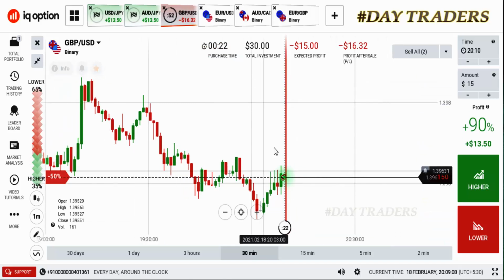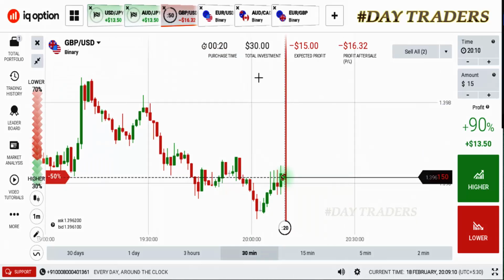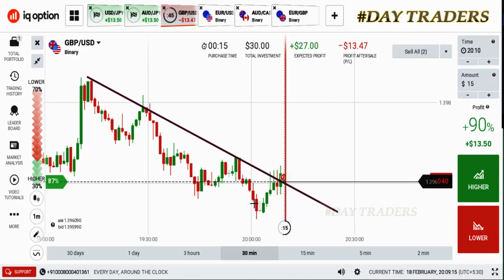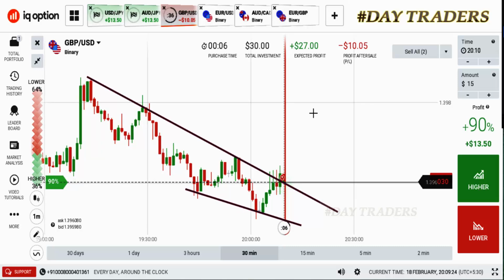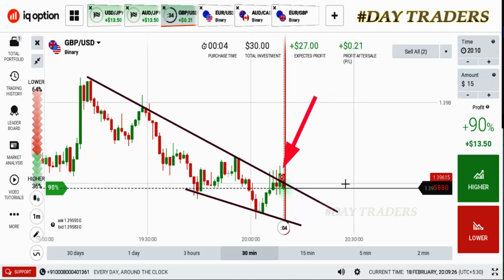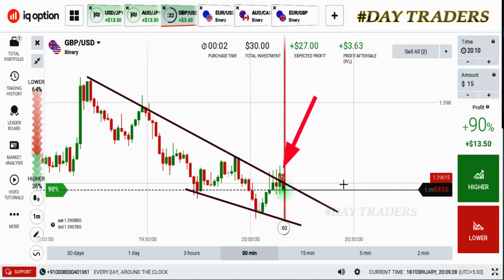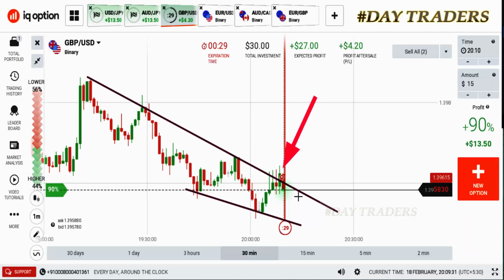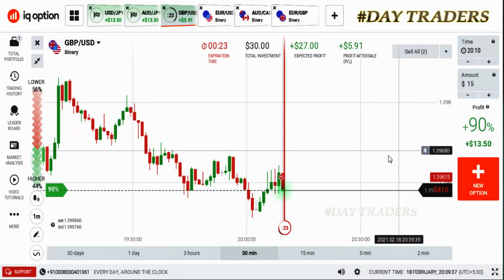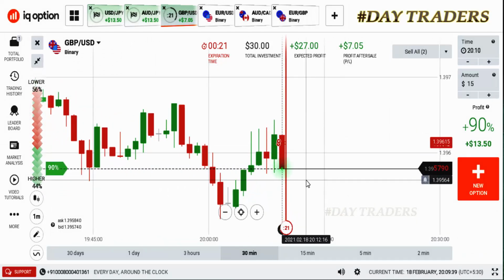Why? Because this is a very strong downtrend market. After the breakout, I am expecting a retracement candle. And I am expecting this candle to close below my entry point. Let's see. Some sellers are very strong to enter the market.